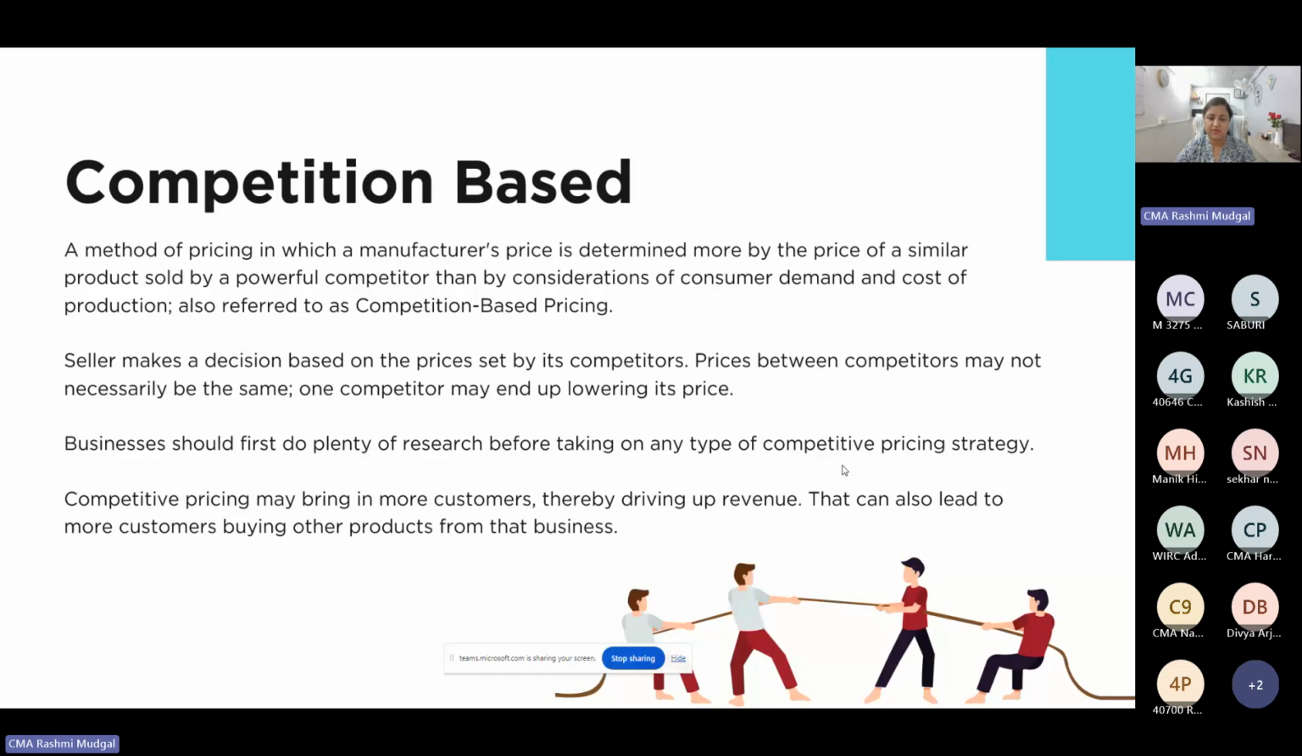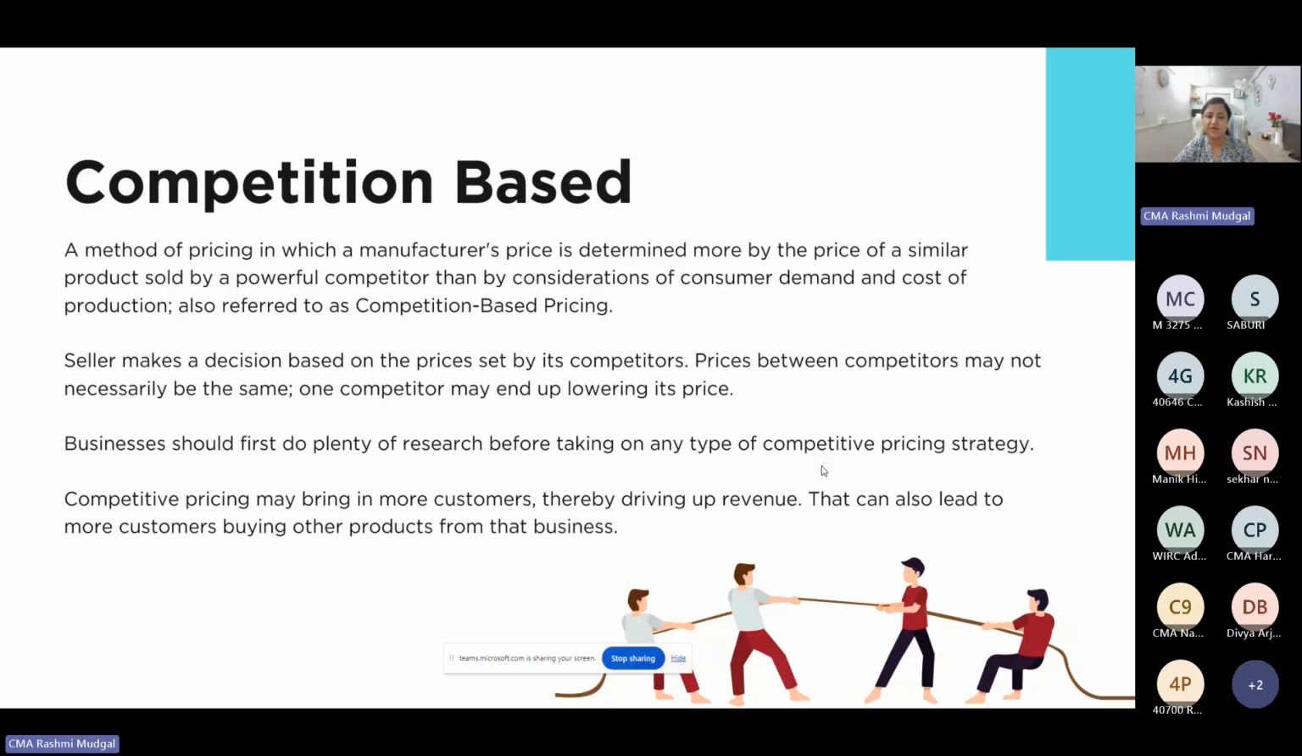This is not only the case where I am going to lower my price. There are so many cases where I wanted to increase my price and improve the quality of what I'm selling. So in competition, price is a very good factor, but I need to see what price to offer. Do I need to offer an equal price, a lower price, or a higher price? There could be many ways to decide the price. Competition pricing may bring more customers, thereby driving up revenue, and that can also lead to more customers buying other products from the other businesses.